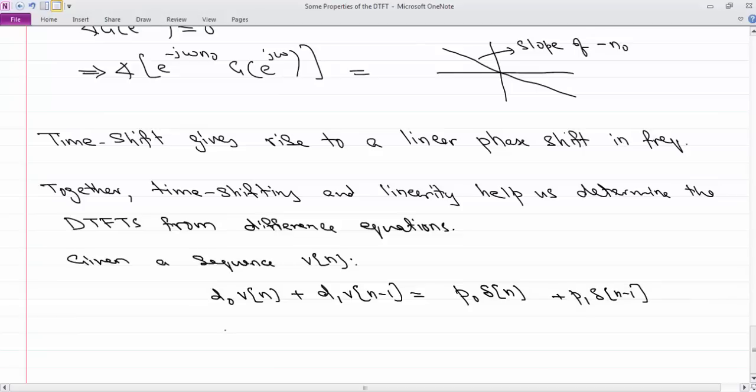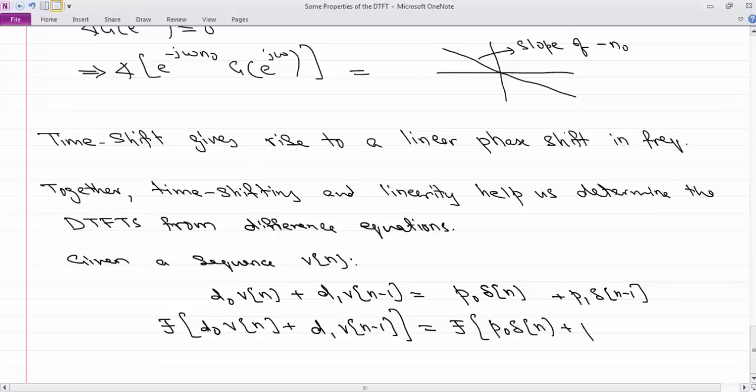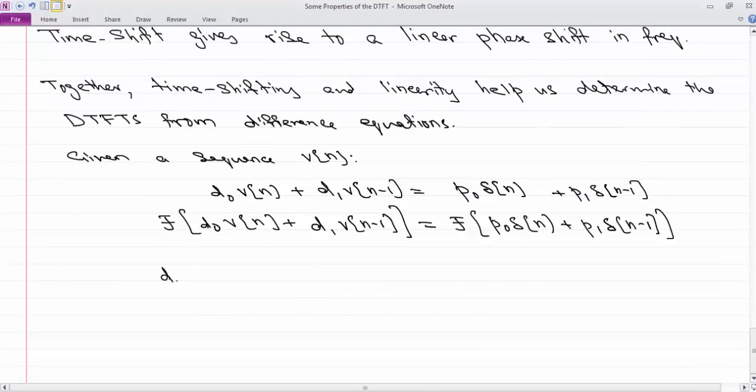Just like you did with the Z transform, if you are given a difference equation, you take the Z transform of both sides and then you manipulate. Using the same properties, we can take the Fourier transform of both sides. Using linearity, the left-hand side will be d naught times v of e to the j omega, plus d1 times the time-shifted term. v of n minus 1 will be given by e to the minus j omega v of e to the j omega, just the time shifting property.